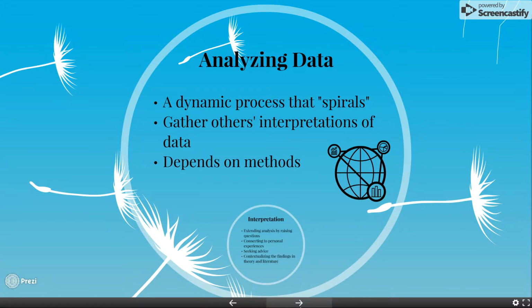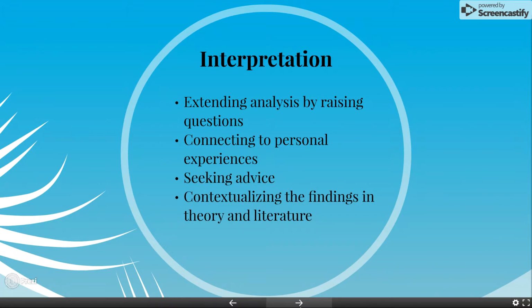It may be descriptive statistics that are revealed from here. There may be themes that are developed out of coding from different interviews or surveys of participants. But the interpretation of this data really extends the analysis by raising questions, and maybe it further informs that research design and that spiral process again.